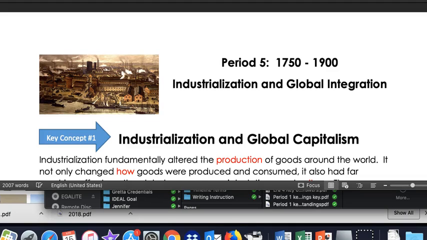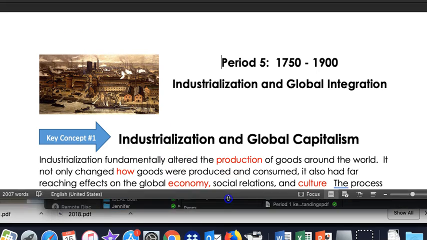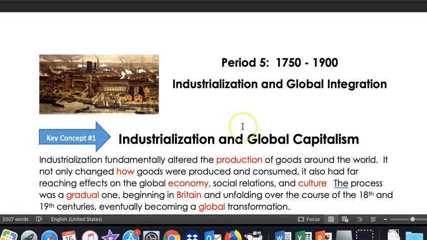Hey, AP World History people, I'm going to go over period 5 with you and just go over all the major things that are going down and help you get focused on what to expect on your final and AP exam. First of all, it's always important to remember the years of the actual era. So this goes from roughly 1750 to 1900.